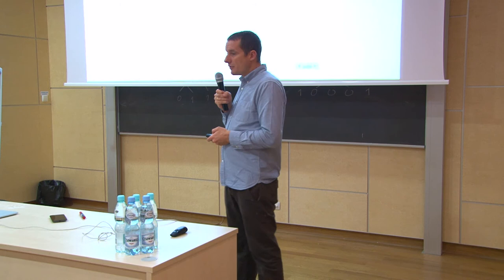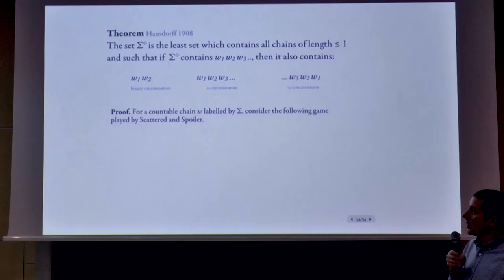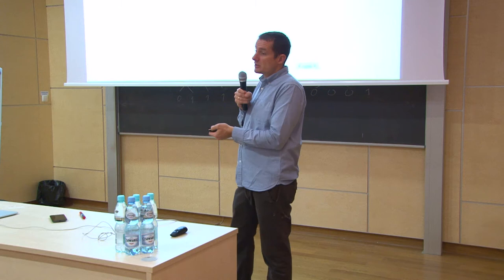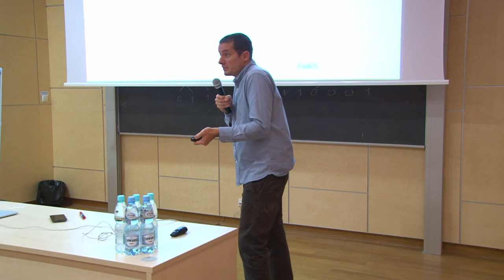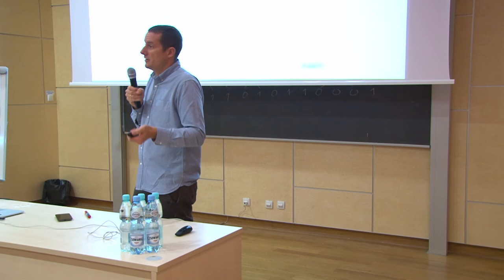We will have a game. You fix a chain, and you want to know, is it scattered or not? Okay. And there's going to be two players. Player scattered, well, it's clear what his objective is, and to prove that it is scattered. And player spoiler, well, it's also clear what the objective of this player is, as usual. Yes, so he should be called dense.